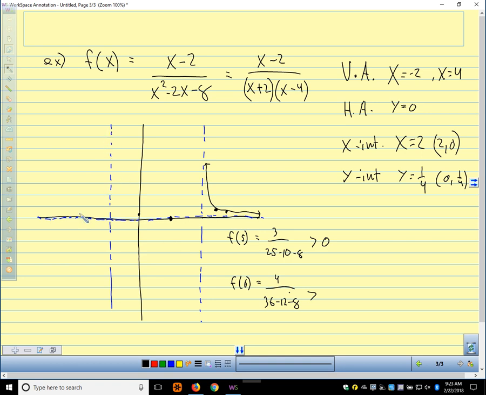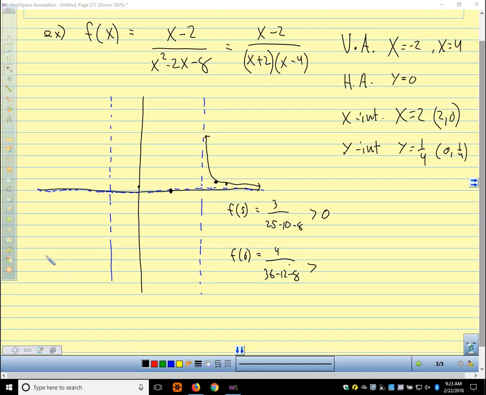All right, so over here it could do this or it could do that. So let's plot a couple points. F of, where's this negative 2? Let's do f of negative 3. F of negative 3, so I get negative 5 over 9 plus 6 minus 8. Is that positive or negative? This is going to be positive, so that would be negative. So f of negative 3 is down here somewhere. So I'm going to say this function does that.